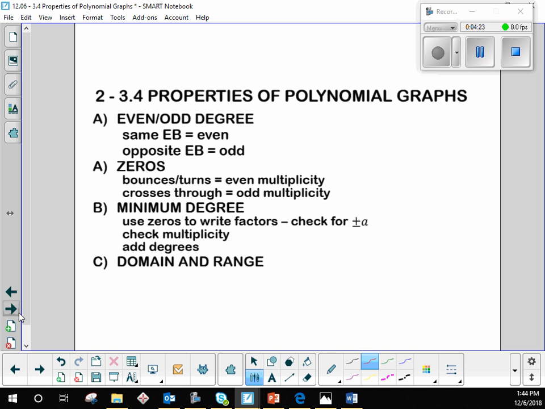So, look, and I don't know if you noticed, these are lettered wrong. This should be A, B, C, D, not A, A, B, C.